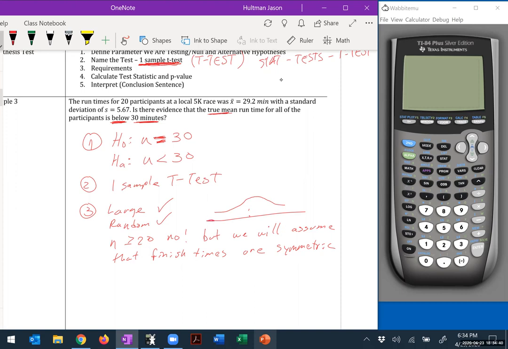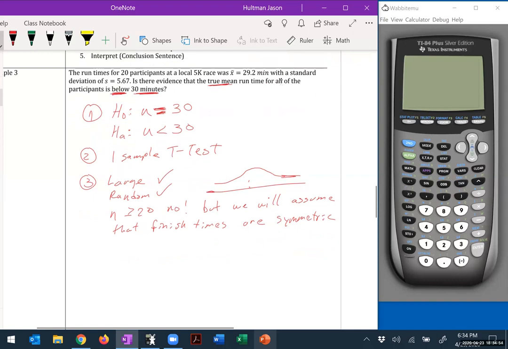We're going to assume that in this scenario, people are going to finish with some sort of symmetry. Okay. Number 4. Okay, we could calculate our test statistic. So we would calculate what t is equal to and our p-value. Let's have the calculator do this for us. I don't want to go through all the labor of trying to calculate all this on my own.